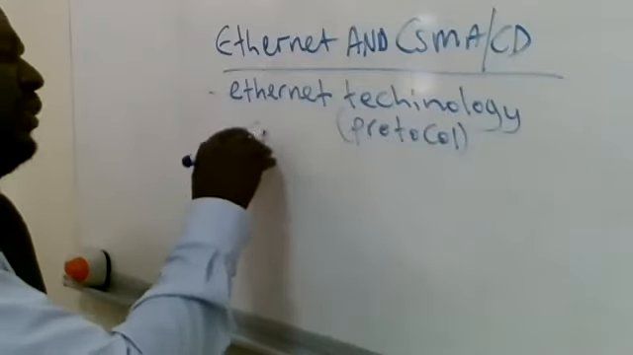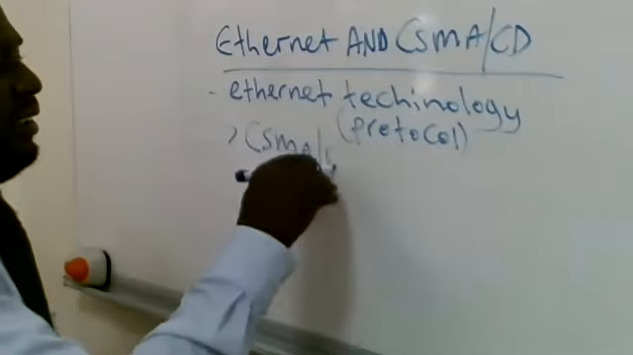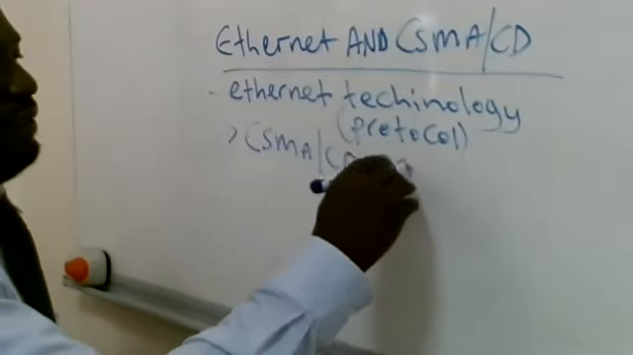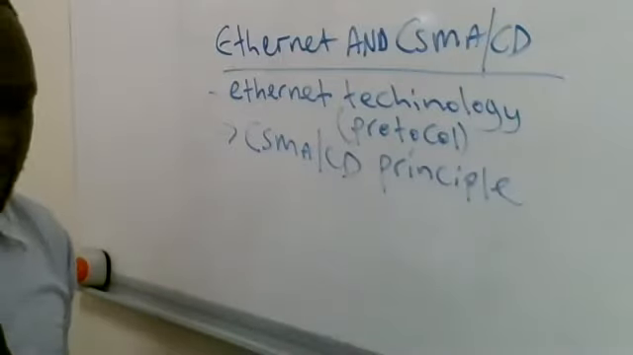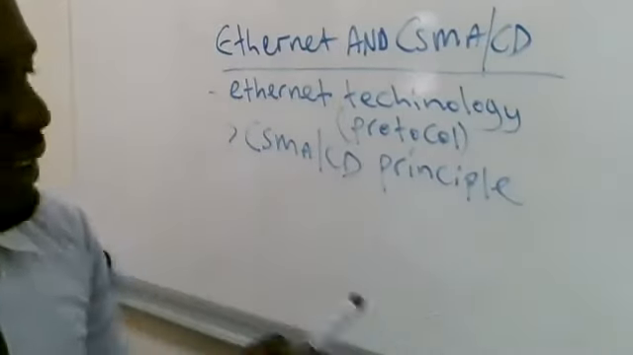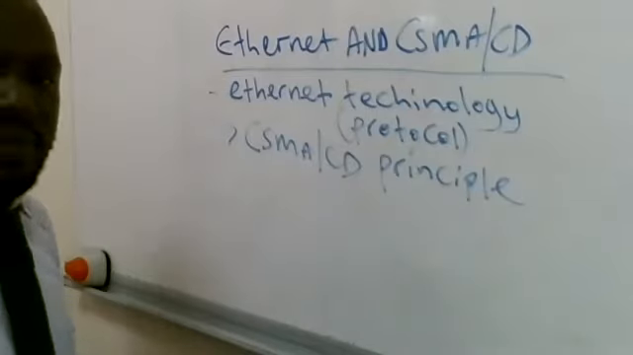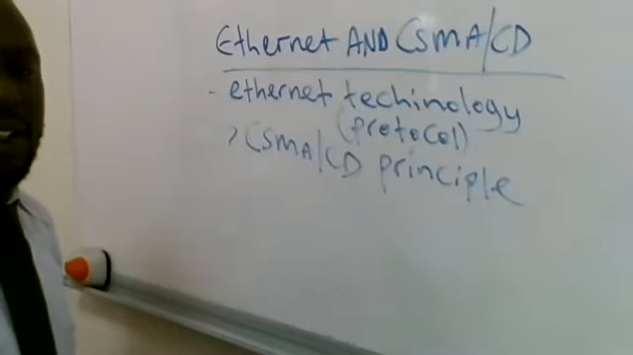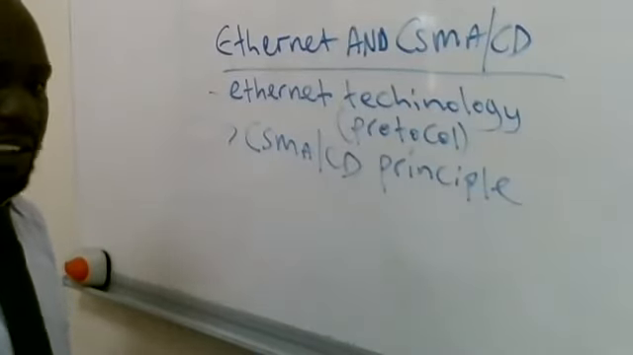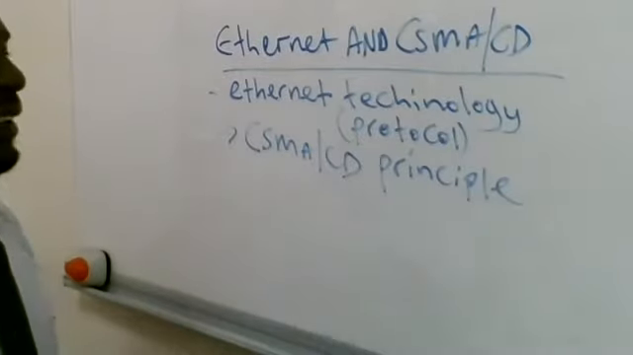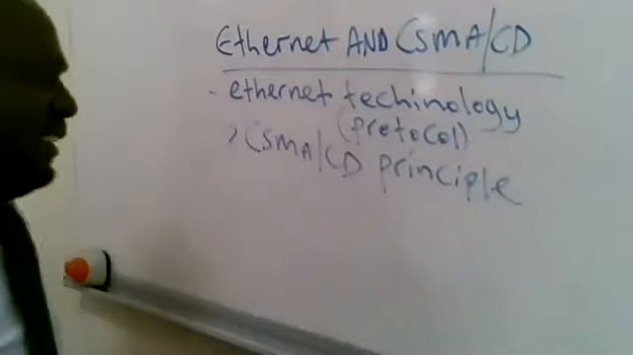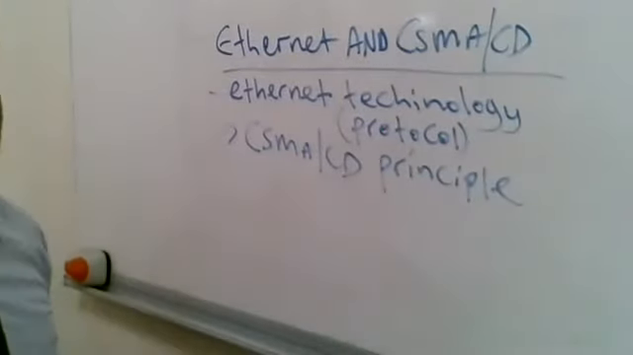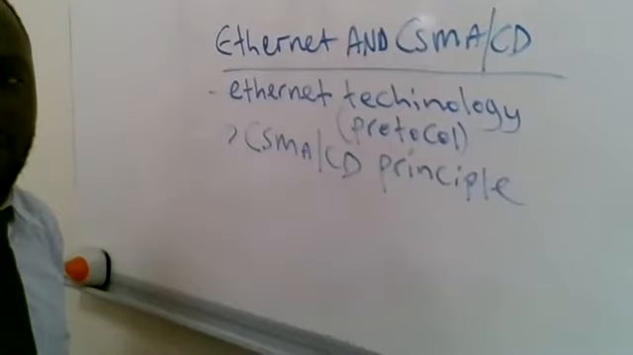Then they will also use what we call the CSMA/CD principles when they are working. So all computers connected using cables must follow this. And this happens on the local area networks. Now, how does the Ethernet technology operate on the CSMA/CD? How does it operate?